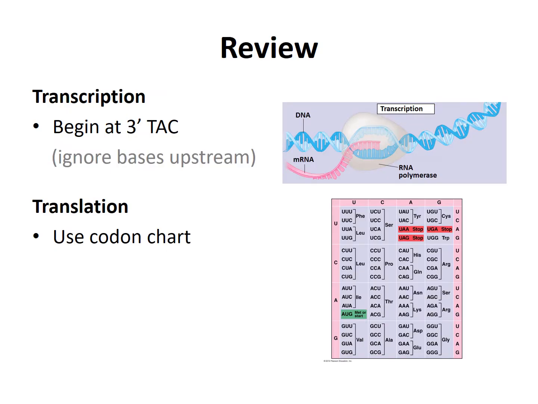All right, so to review what we've learned, transcription occurs in the nucleus. It begins at a 3' TAC. Any nucleotide bases upstream of the 3' TAC are ignored. 3' TAC is the beginning of every mRNA sequence. The second step of the process is called translation. We need to use a codon chart to read which amino acids are coded by the codons found on the mRNA molecule.